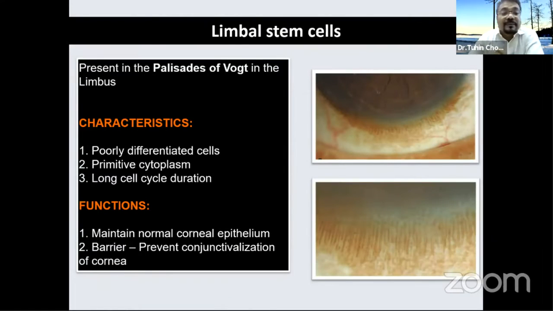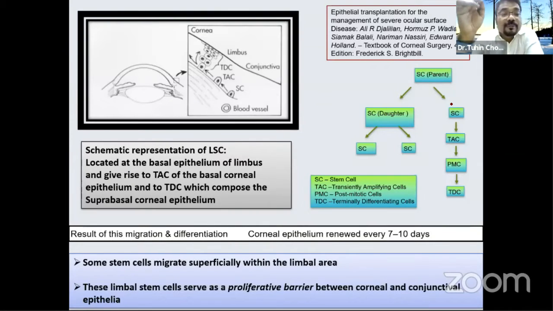These are the cells which are present in the palisades of Vogt, and these are poorly differentiated cells having primitive cytoplasm and long cell cycle duration. These are the cells which maintain the normal corneal epithelium and act as a barrier to prevent corneal neovascularization of the area.